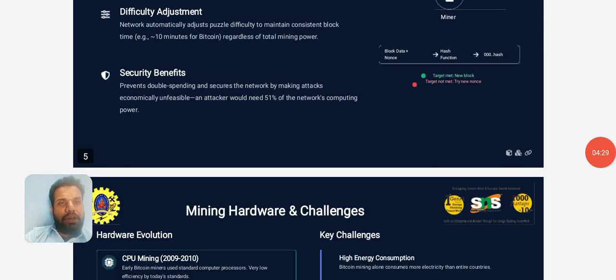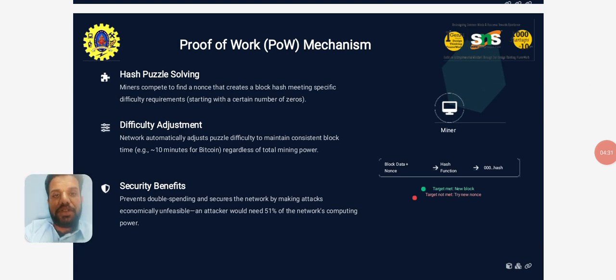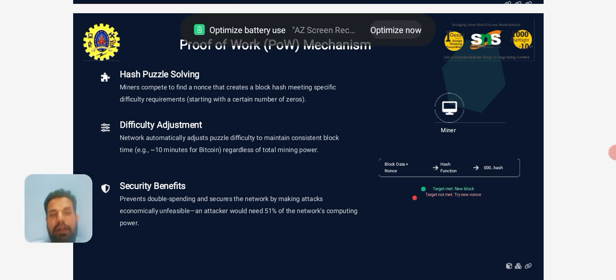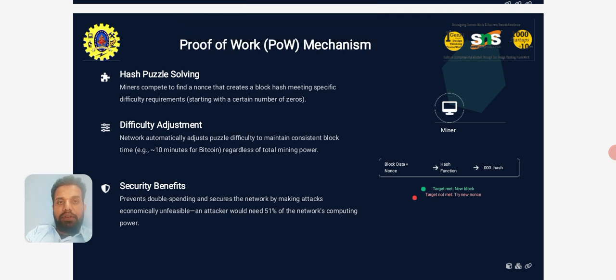Then coming to the consensus mechanism used during the mining process, the miners do proof of work as a consensus mechanism. What is a consensus mechanism? It is nothing but validation proof. Whether a particular transaction is valid or not is checked by the proof of work mechanism. For that, the miners do hash puzzle solving and make some adjustments. Creating a block takes almost 10 minutes for Bitcoin.